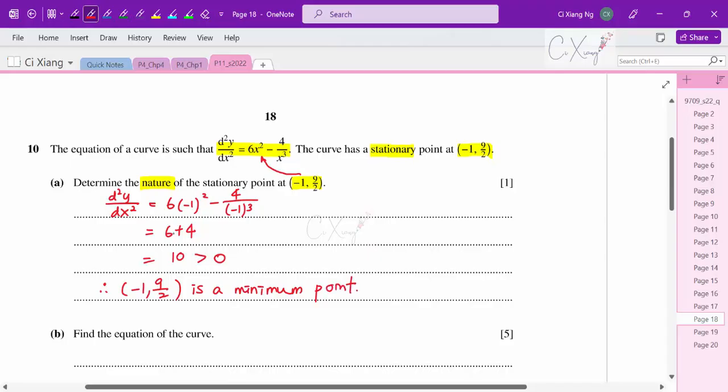Okay, then proceed to part B. They want us to find the equation of the curve. We have the d square y dx square formula. To find the equation of the curve, basically we have to apply integration two times. That means the first time we get dy dx, and only the second time can we get y. We need to apply integration from the first stage to the equation of y.